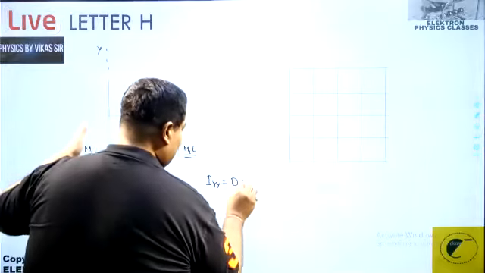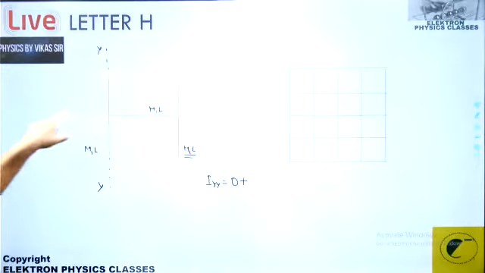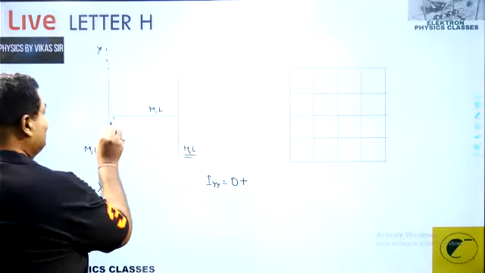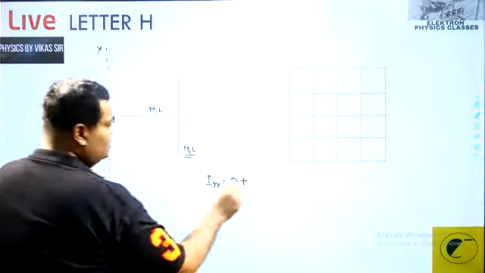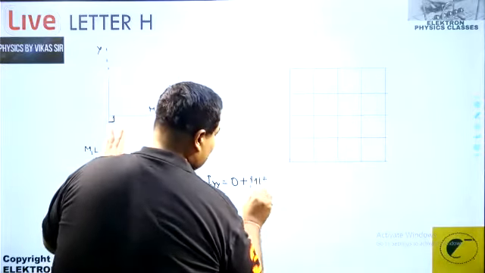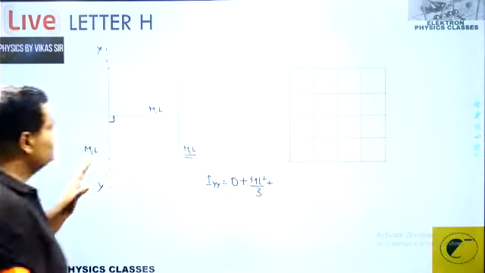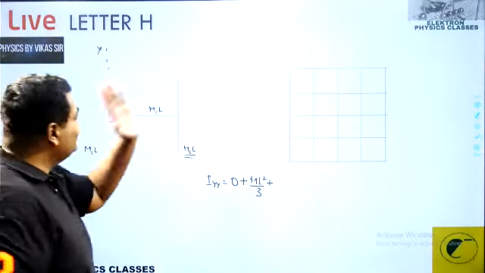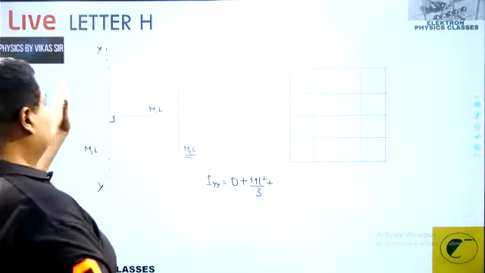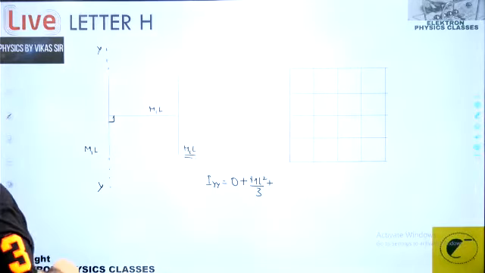So that is perfectly zero for the first one. For the second rod, it is an end axis. It's an end axis, so that will work as equal to ml square by 3, plus... Now for this one shifted to this, you can use a trick.